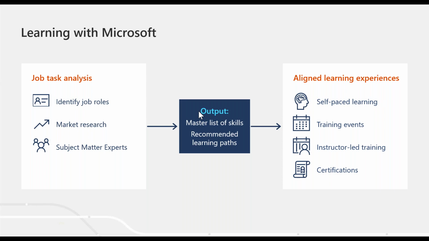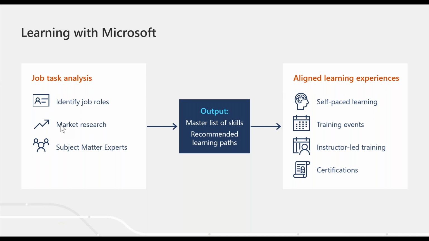This job task analysis leaves us with a map of roles, and for each role, a map of skills needed. With this master list of skills, we also identify, to get these skills, what is the training that a person needs to acquire or to grow these skills or to be better at this? So out of this job task analysis, we get a master list of roles and skills and the recommended learning paths for any person in this role to acquire these skills. This is the blueprint that lets us define all the training, all the certification, all the events that we create at Microsoft. Everything is aligned, so we have aligned learning experiences.